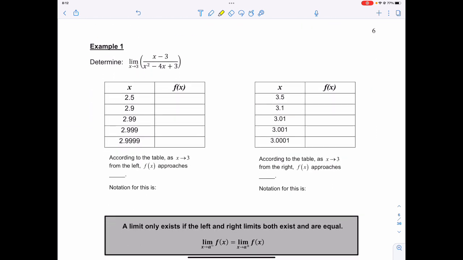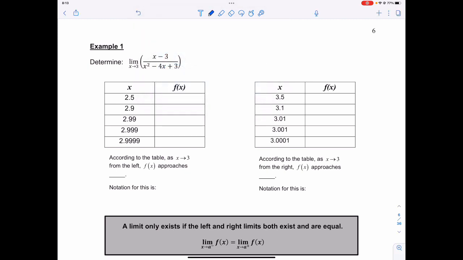Let's try that for this example. Determine the limit as x approaches 3 of the function x minus 3 over x squared minus 4x plus 3. Now remember, you're going to do the same thing. You're going to use the table function in your calculator, and you're going to find the values of these points by using the ask function from the table set.